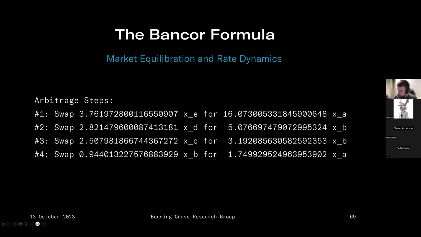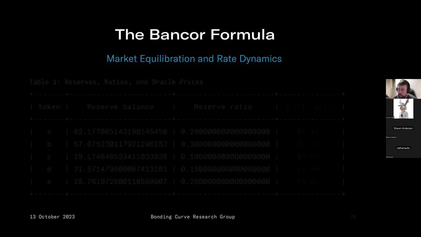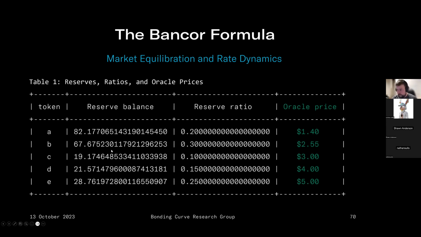We then swap 2.5 C tokens for 3.19 B tokens. And then, of these two B tokens that we've accumulated, we keep some of that and we swap the rest for 1.7 of the A token. And after we've done that, you'll see that these are the new reserve balances. So quite away from where we started.